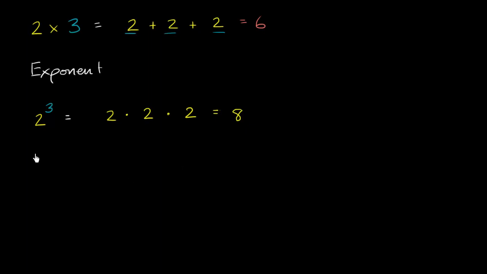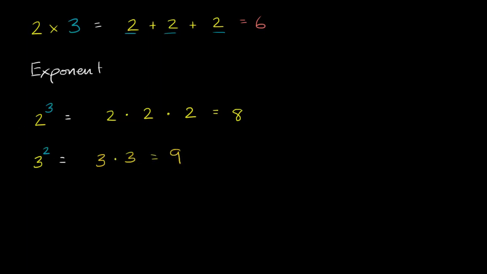Let's try a few more examples here. What is 3 to the second power going to be equal to? I'll let you think about that for a second. I encourage you to pause the video. So let's think it through. This literally means multiplying 2 3's. So let's multiply 3 times 3. So this is going to be equal to 9.